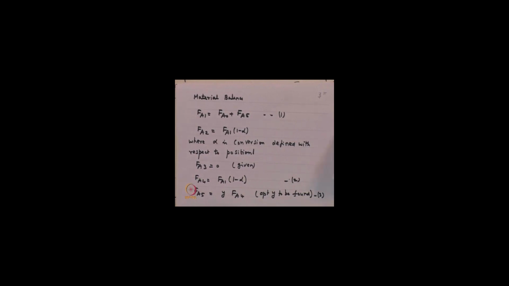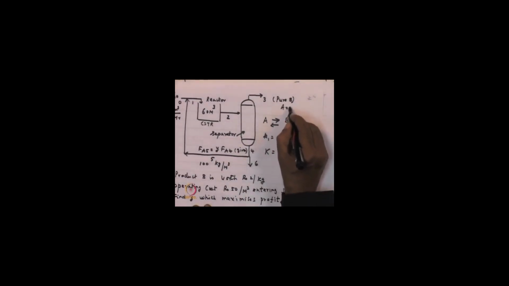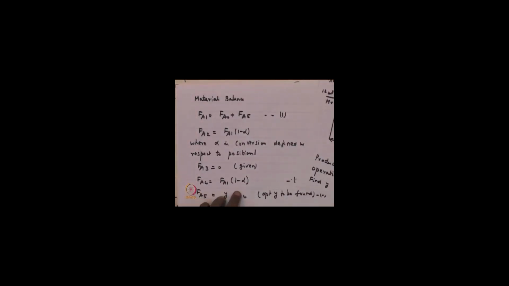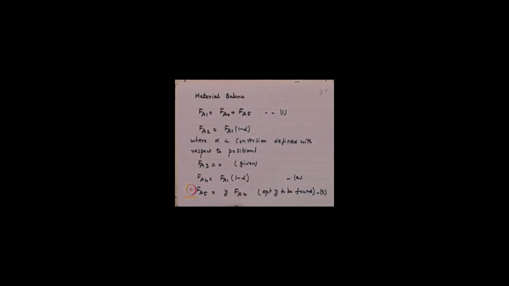Now, what is also given is that F A 3 has no product, there is no pure B, and therefore A is 0 here. What is F A 4? Well, whatever is present in F A 2 would come at F A 4. So, it is written as F A 1 times 1 minus alpha. And what is F A 5? By definition, fraction y of F A 4 is recycled. So, y times F A 4 is recycled, and our object is to find out the fraction y that would optimize the operation of this process.